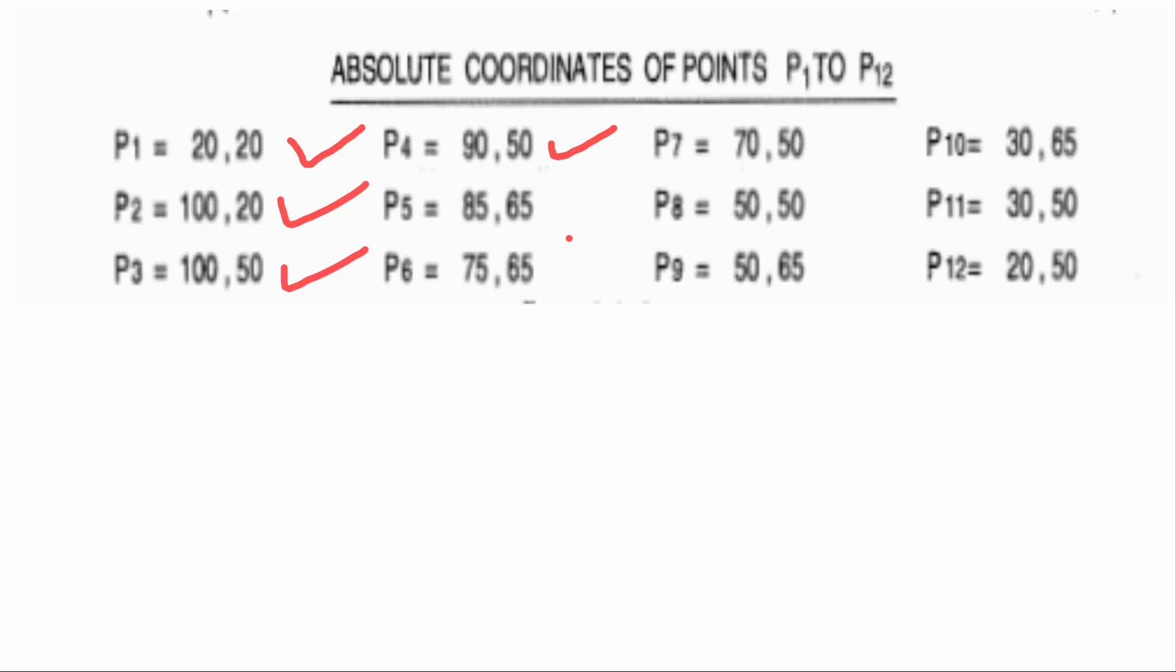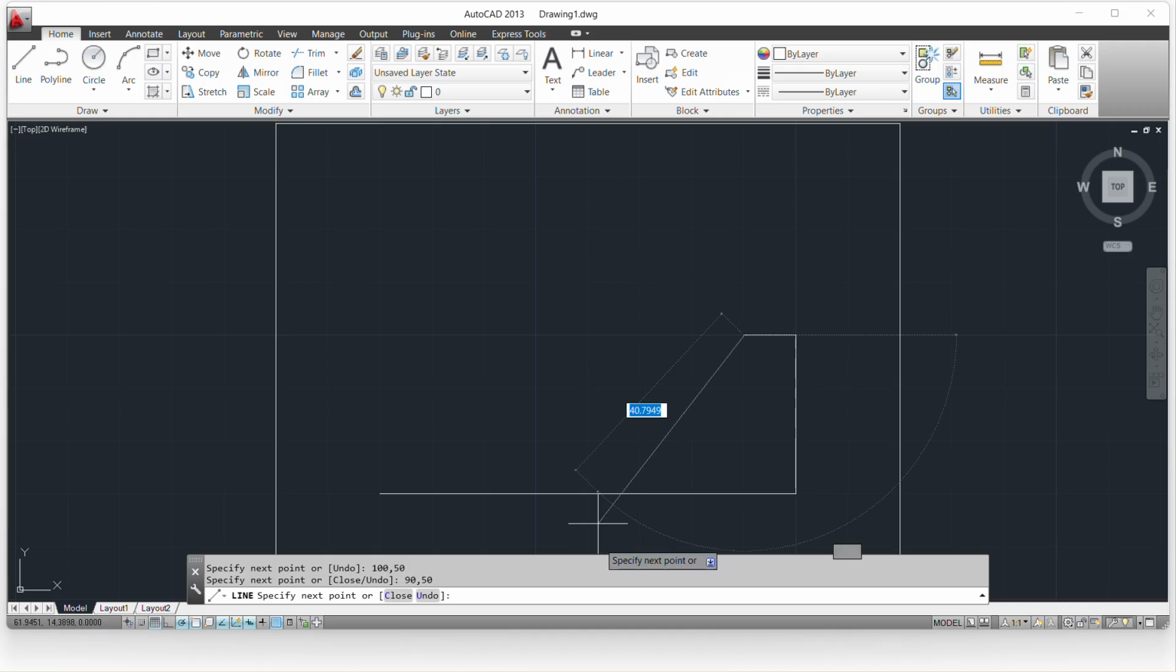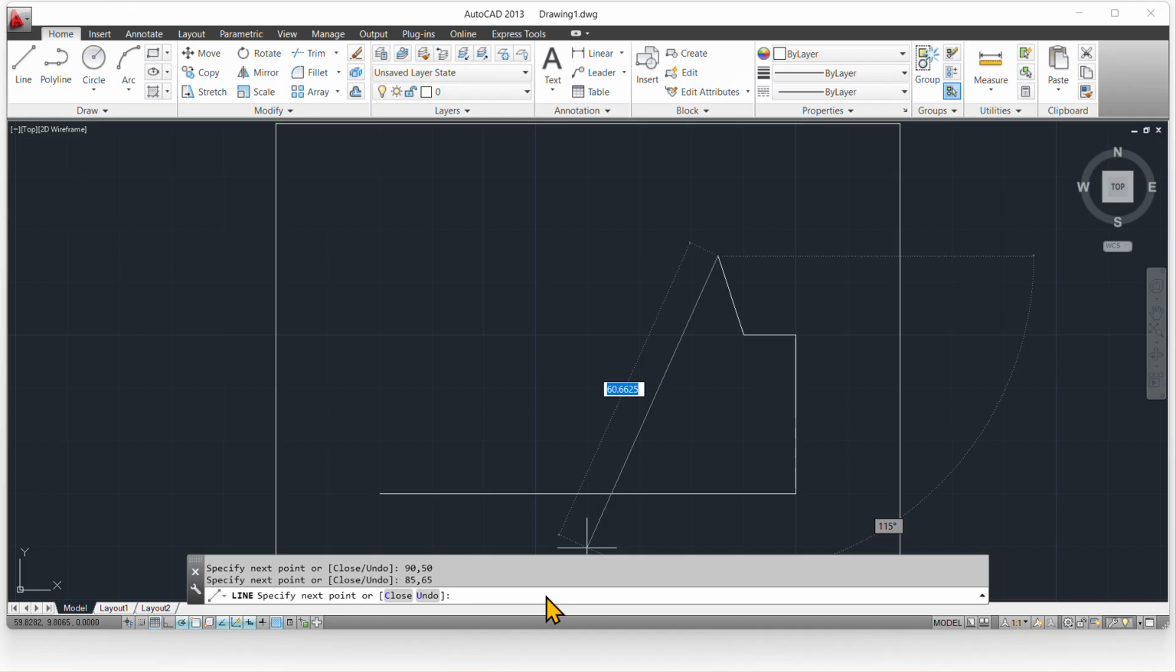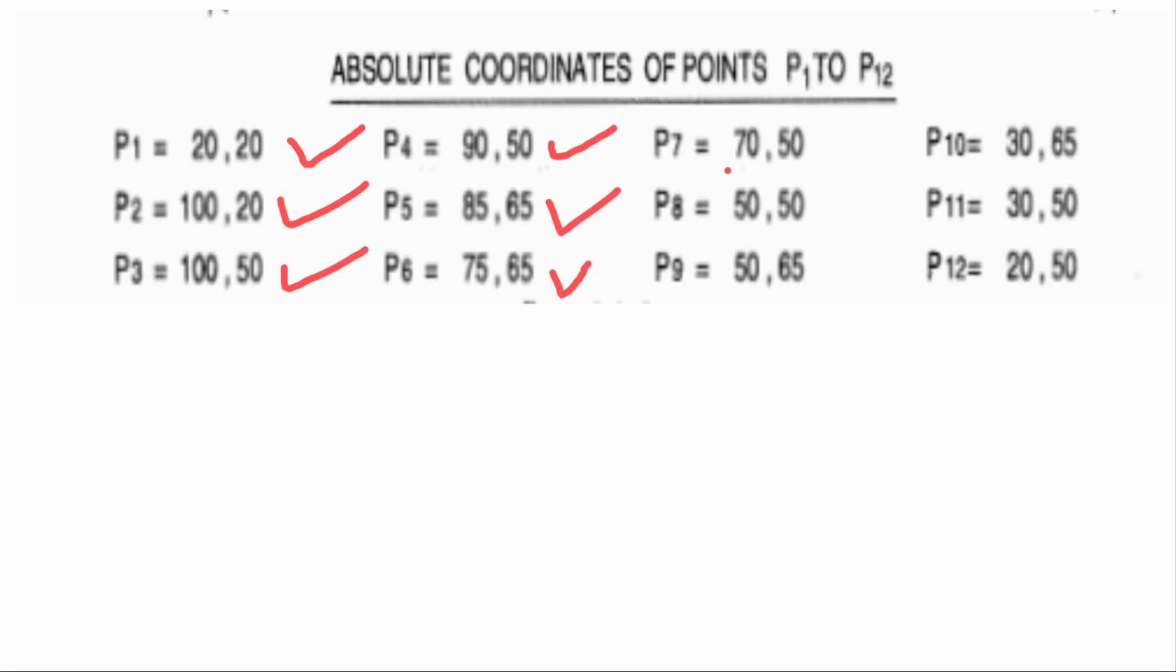Next point is P5. It is 85 comma 65. Next point is 85 comma 65. Now I will press enter. You can see our diagram is continuing. Then 85 comma 65 is over. Next point is P6, which is 75 comma 65. Next point is 25 comma 65. When I press enter, you can see this is the diagram. Next, it is over.